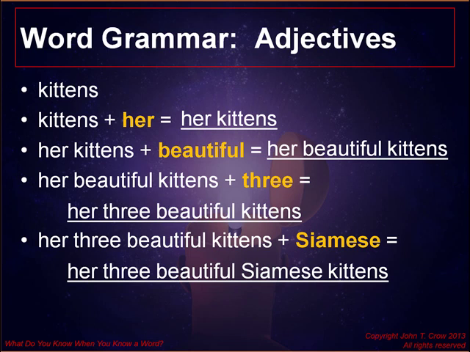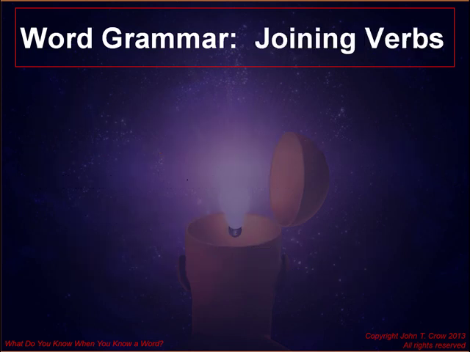and what's wrong. It sounds wrong to say her beautiful 3 Siamese kittens. It sounds wrong to say Siamese, her 3 beautiful kittens. Why? You don't know. I'm not going to take the time here to go into the rule and explore the details. I do so in the book if you're interested, or you can of course find out, I'm sure, online. Let's move on. Joining verbs.